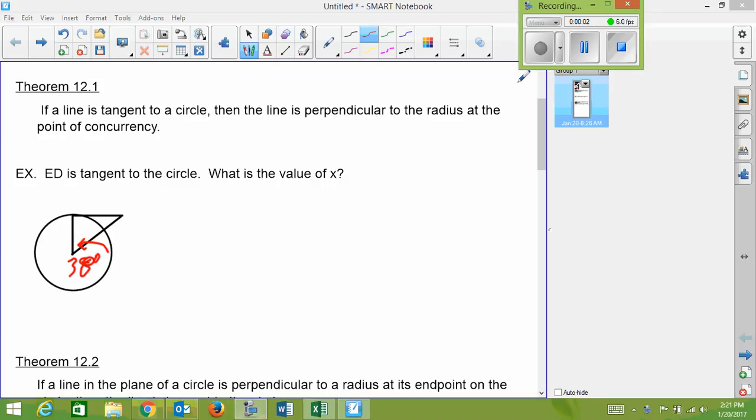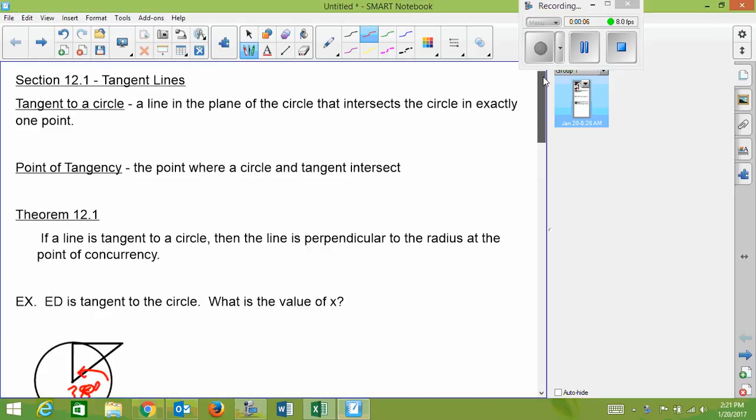Hello and welcome to section 12.1, which is on tangent lines.